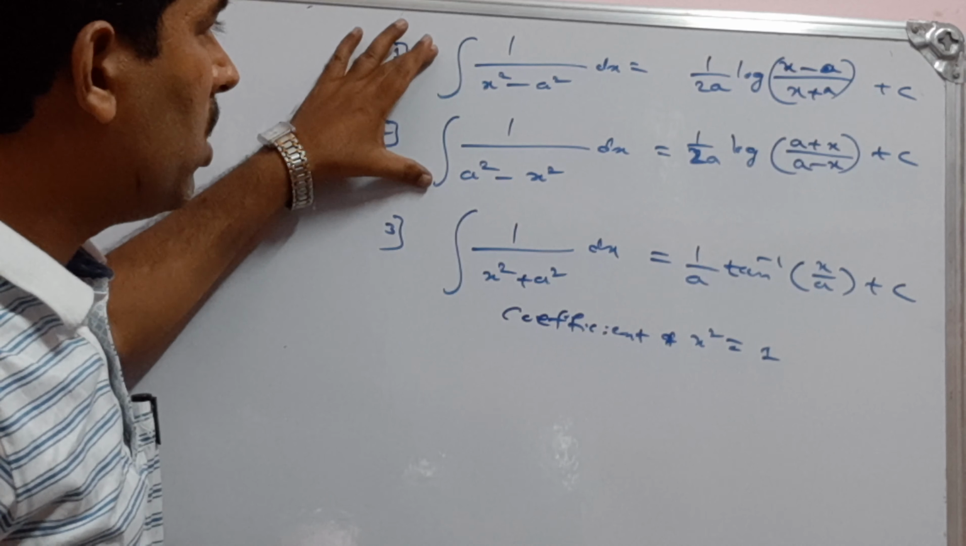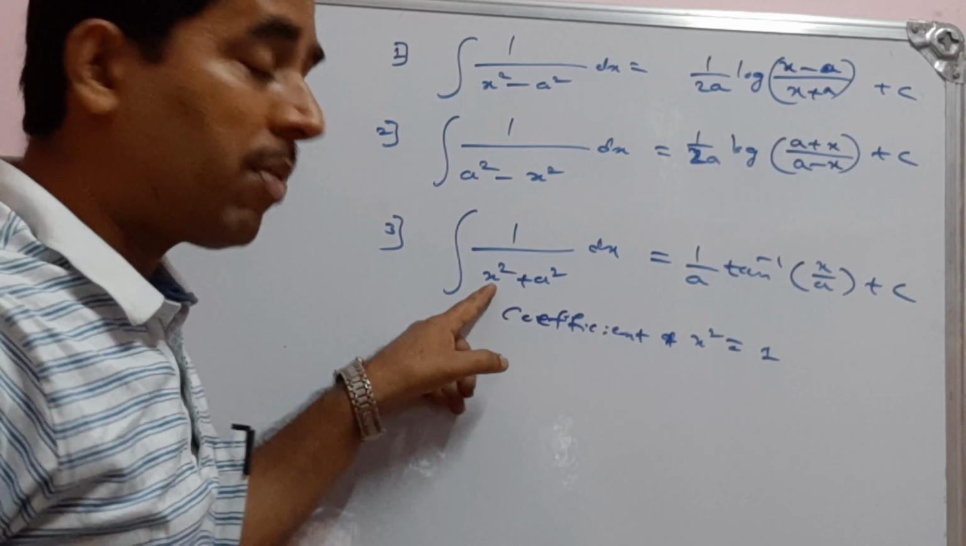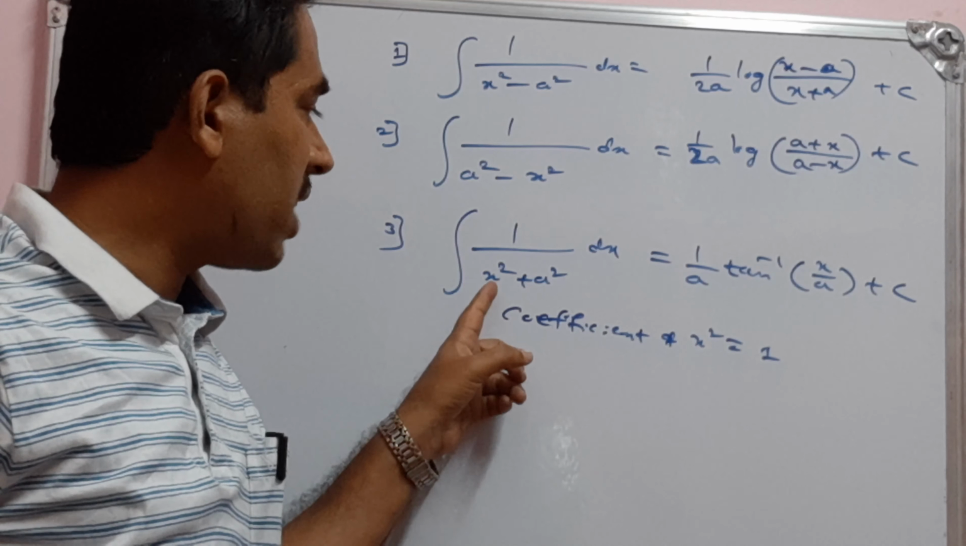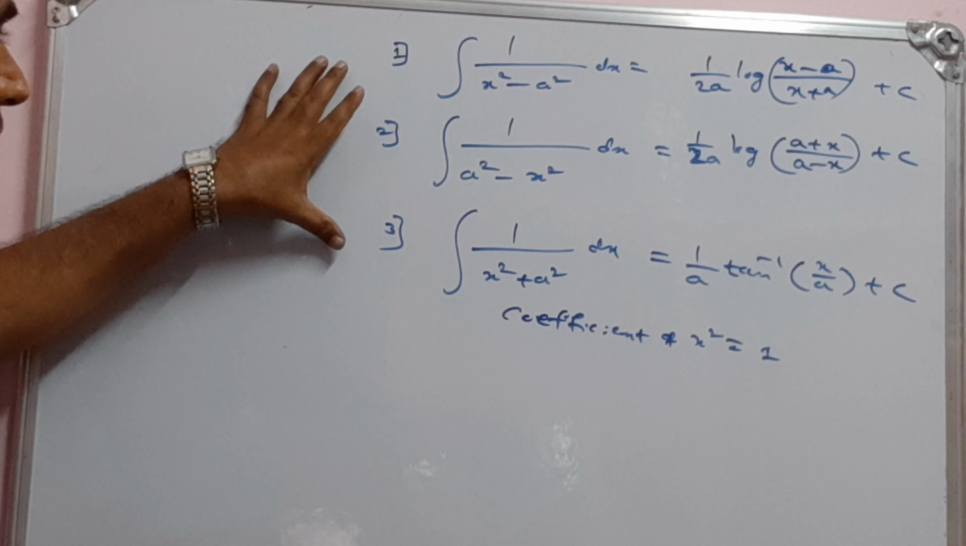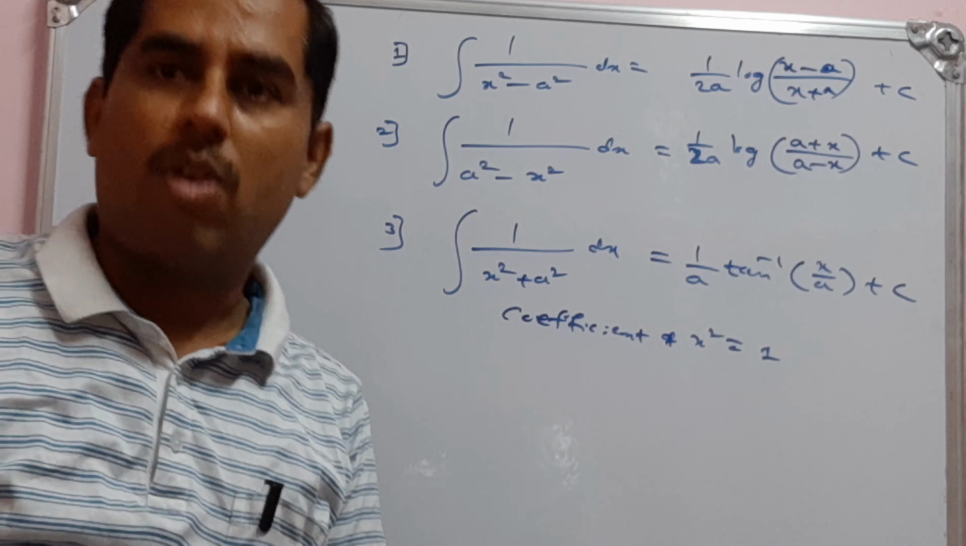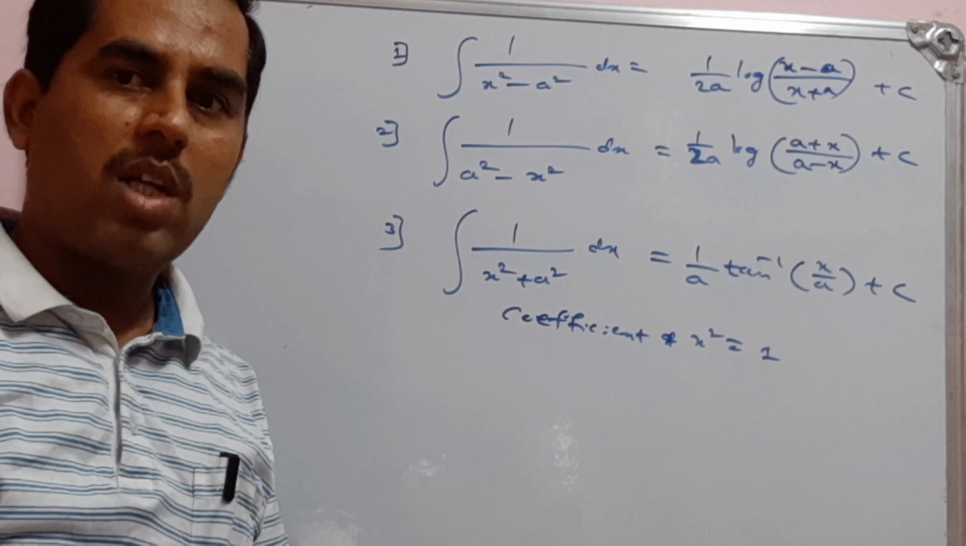For the first two we have used the a square minus b square formula for the denominator. Then for this, the substitution method. What is our substitution? Put x is equal to a tan theta. So these are the first three standard forms. Then let us discuss the other standard results in the next session.